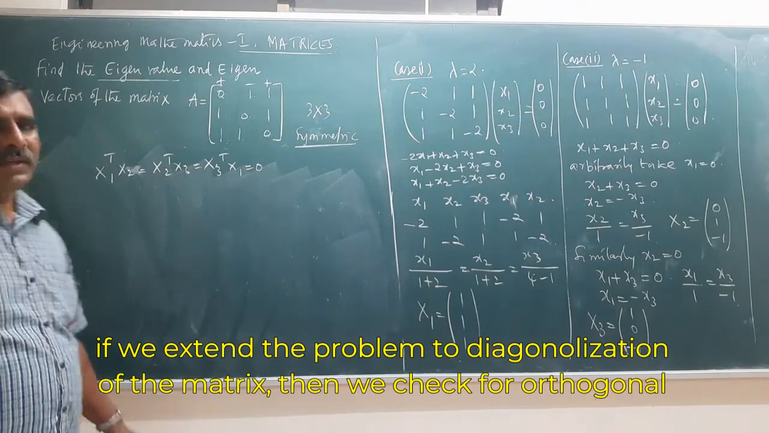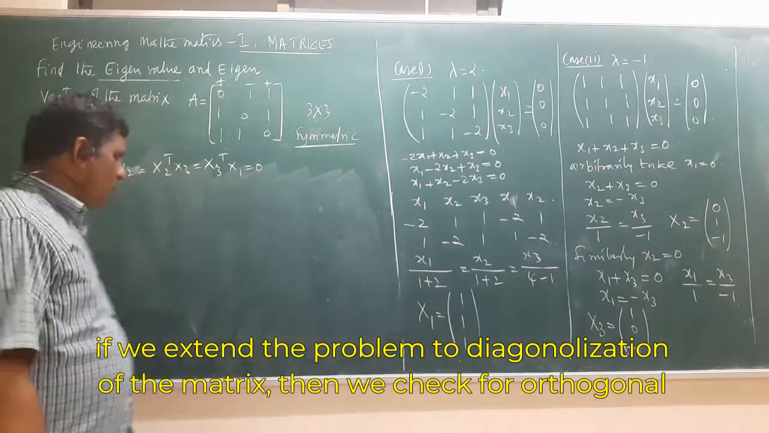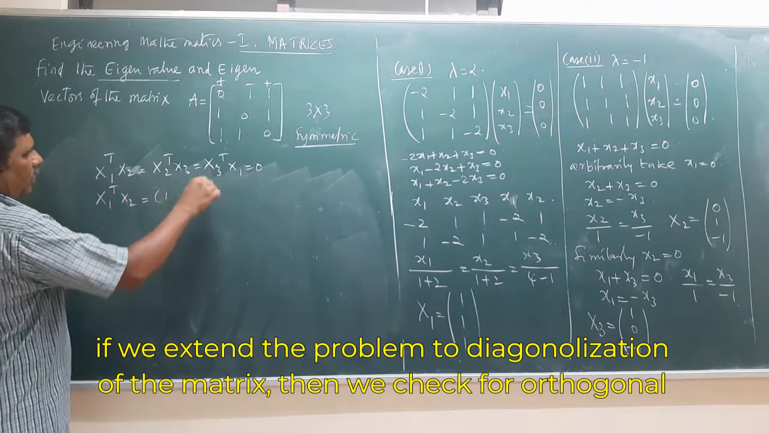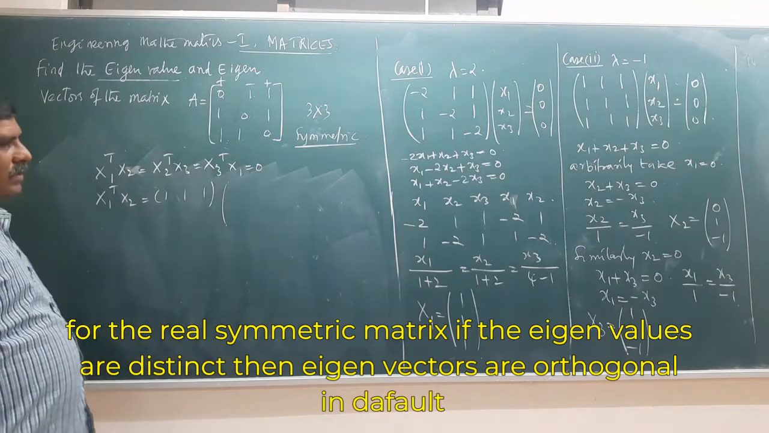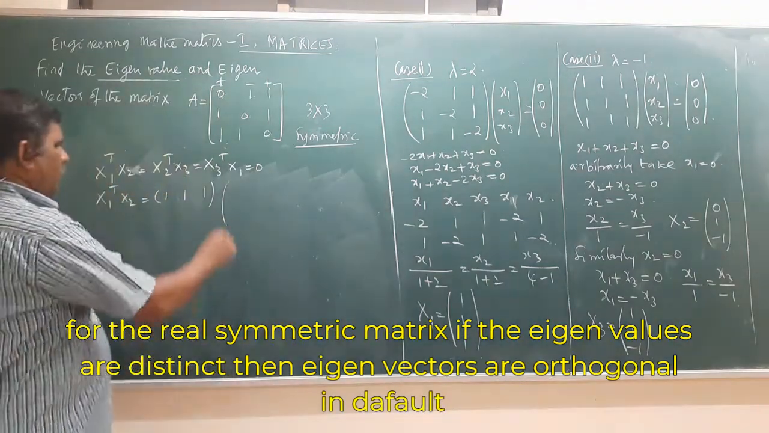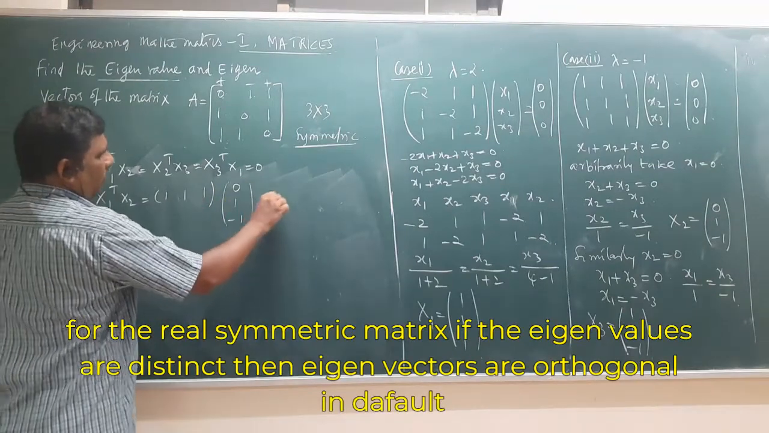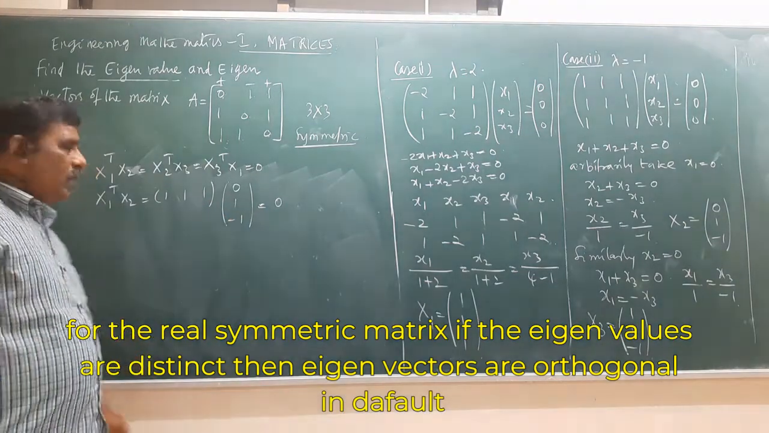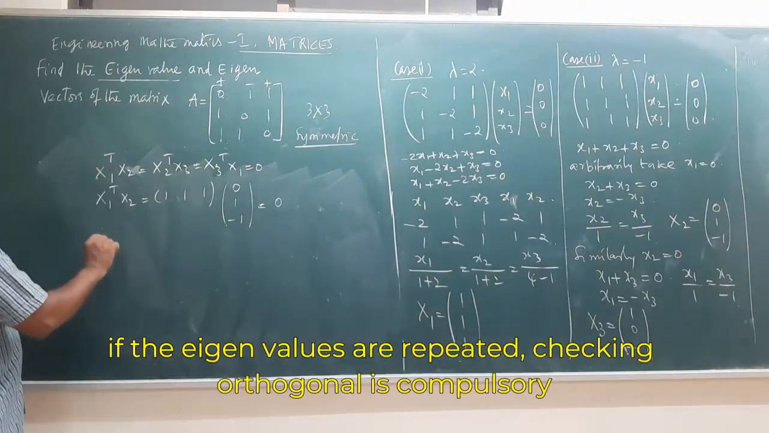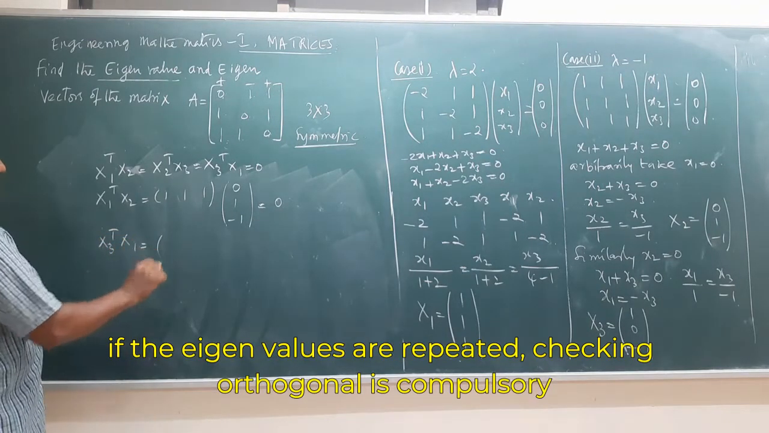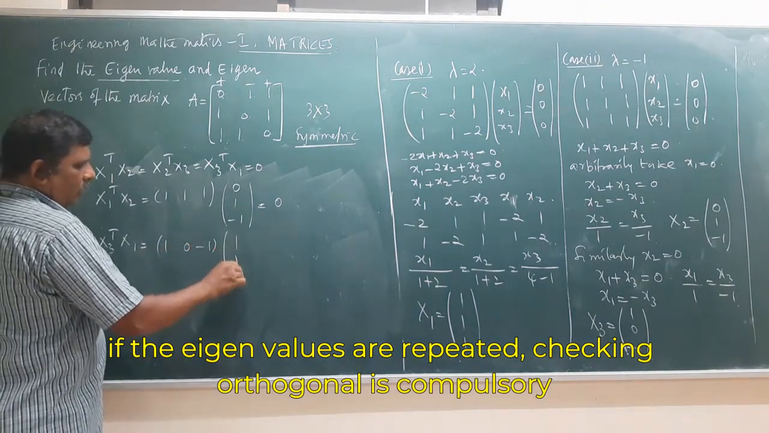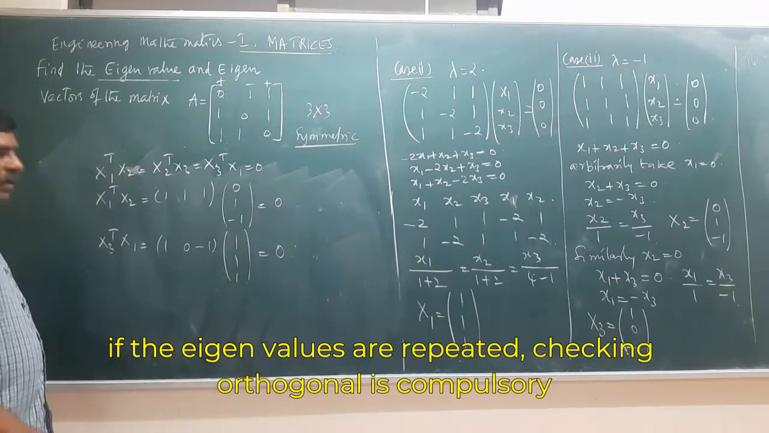Is it true? You have to check it. What is x1 here? 1, 1, 1. So x1 transpose x2 equal to 1, 1, 1 times x2, which is 0, 1, minus 1. That is equal to 0, because 1 minus 1 is 0. One more: x3 transpose x1. What is x3 transpose? 1, 0, minus 1, times 1, 1, 1. So that is also 0.